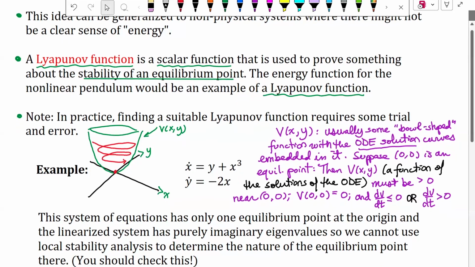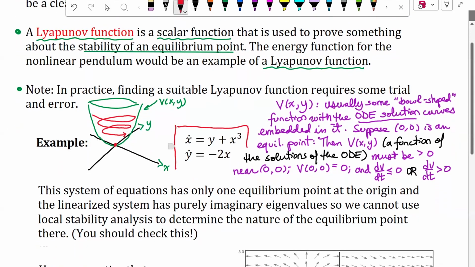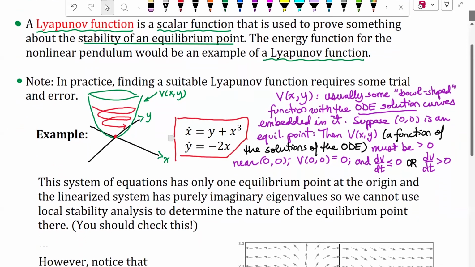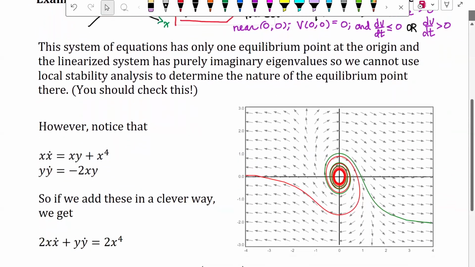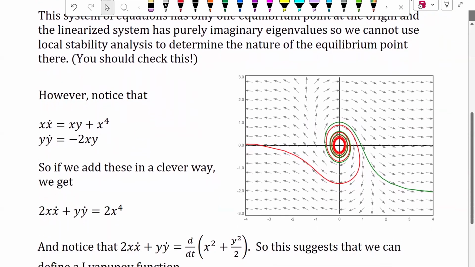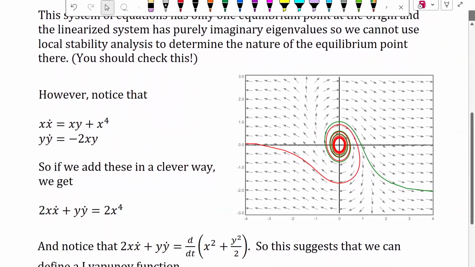Let's take a look at this example. x prime is y plus x cubed. y prime is minus 2x. This system has only one equilibrium point at the origin, and the linearized system does have purely imaginary eigenvalues, so we can't use our standard local stability analysis to determine the nature of the equilibrium point.